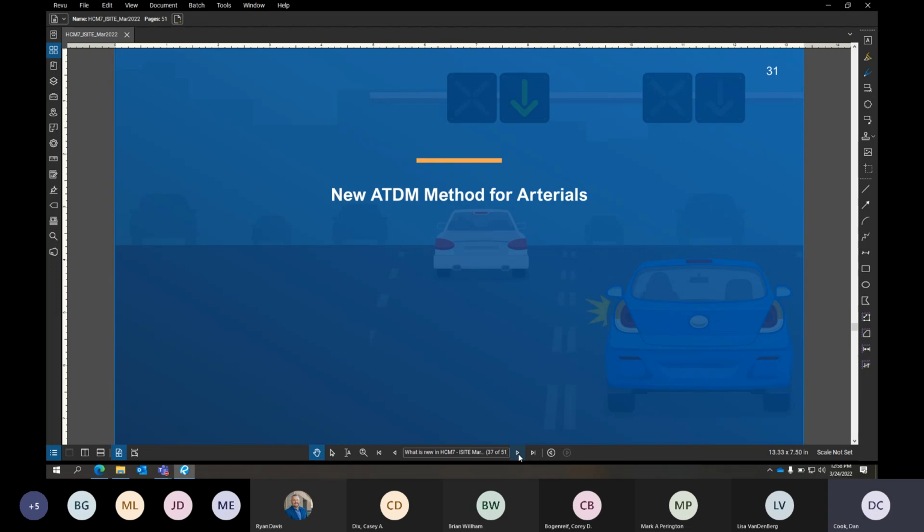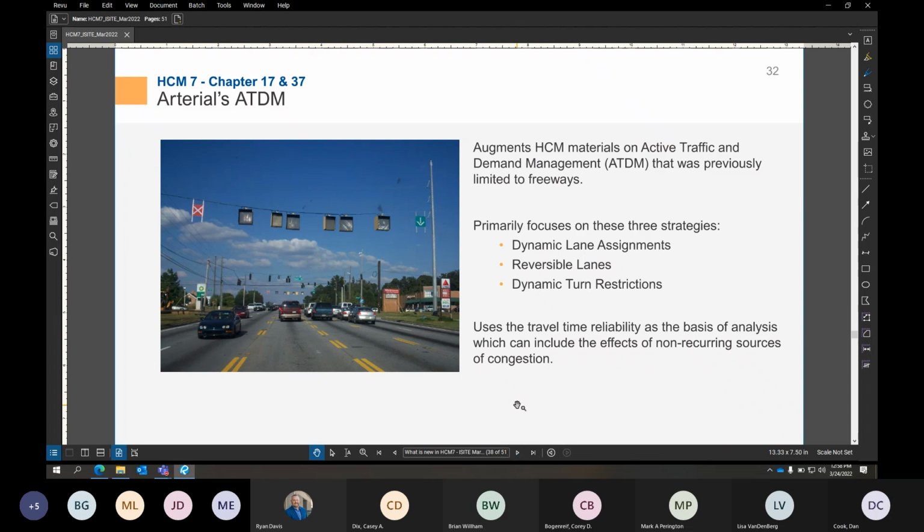New active traffic demand management method for arterials. So in HCM 6, there was a chapter on ATDM on freeways, and it was limited to freeways. Now in chapters 17 and 37, which already exist, ATDM analysis is added to the urban street facilities. And these primarily focused on three strategies: dynamic lane assignments, reversible lanes, and dynamic turn restrictions.